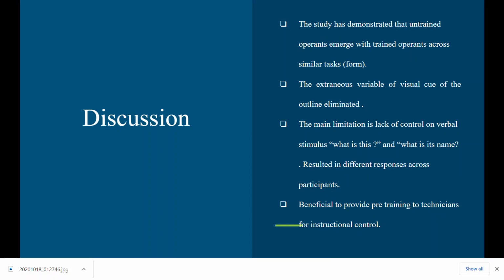This study has demonstrated that untrained verbal operants emerge with trained verbal operants when the tasks are similar in form. The limitation of the visual cue of the puzzle task has been eliminated in this study by using a construction task. The main limitation we see is the lack of control of the verbal stimulus. So if we ask questions like what is this and what is its name, it could result in different responses across participants. Hence, it is beneficial to provide pre-training to the technicians to ensure instructional control.